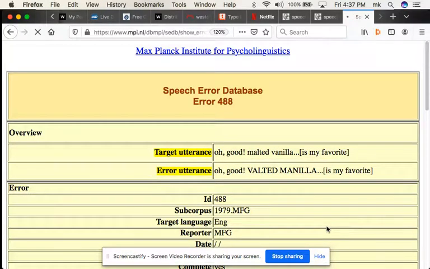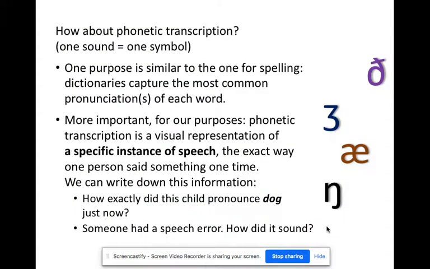For example, in this one database of speech errors, a person meant to say malted vanilla, and it looks like it came out vaulted Manila. But with this spelling, it's not 100% clear what they did say. With phonetic transcription, we could be completely sure. And also, how exactly does a given speaker of a given dialect pronounce things? We want to be able to get into the details of that as well for further analysis.